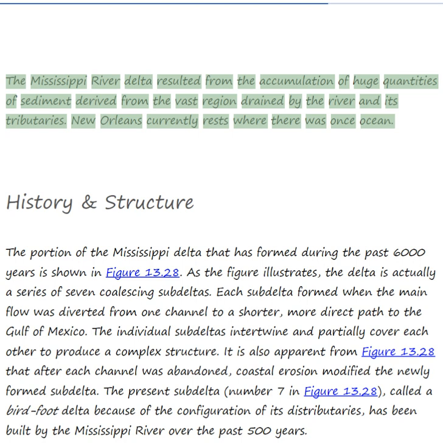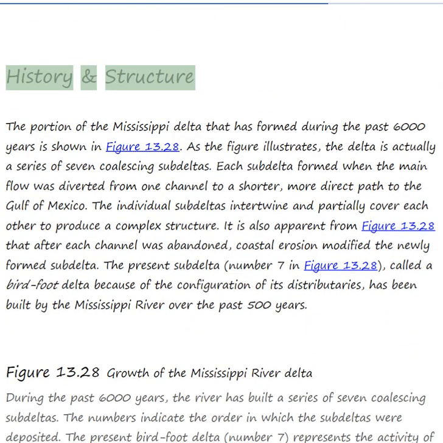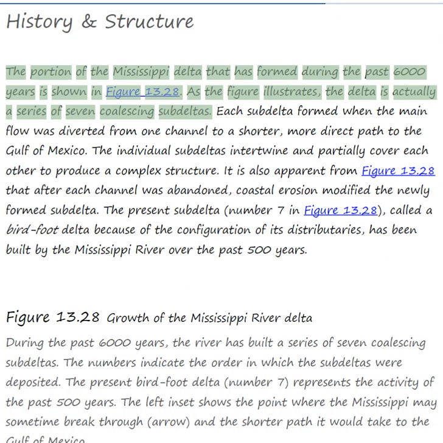New Orleans currently rests where there was once ocean. History and structure. The portion of the Mississippi Delta that has formed during the past 6,000 years is shown in Figure 13.28.